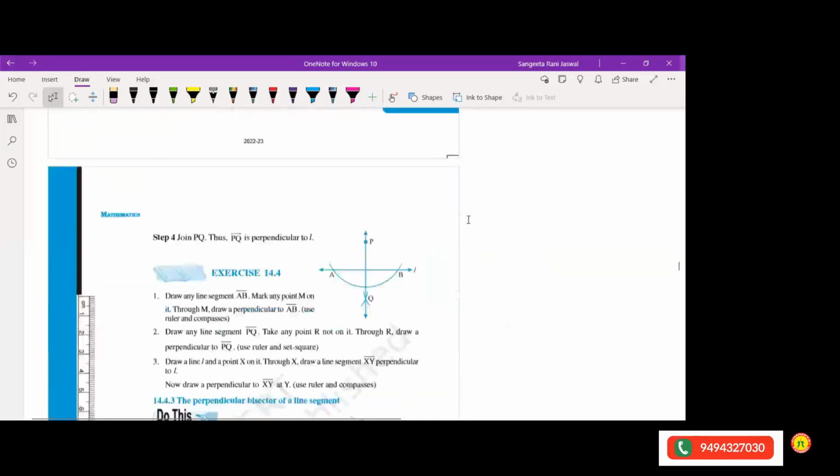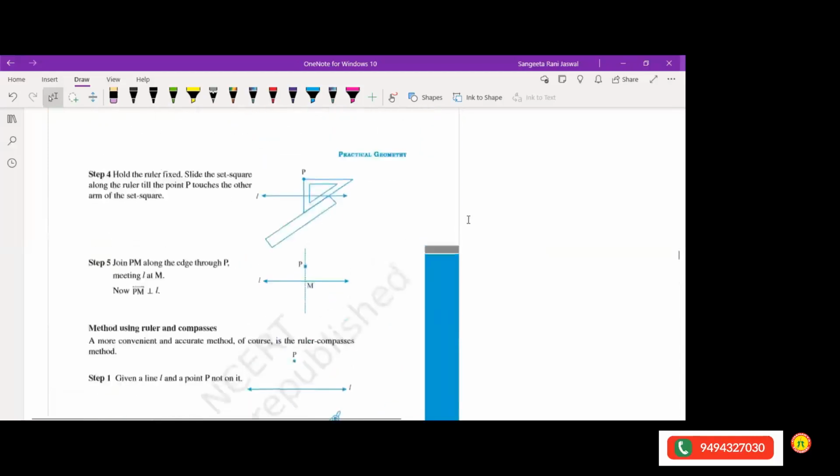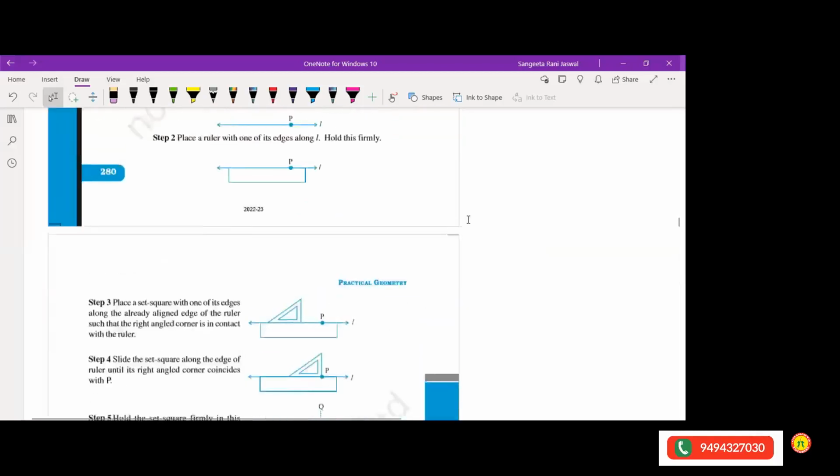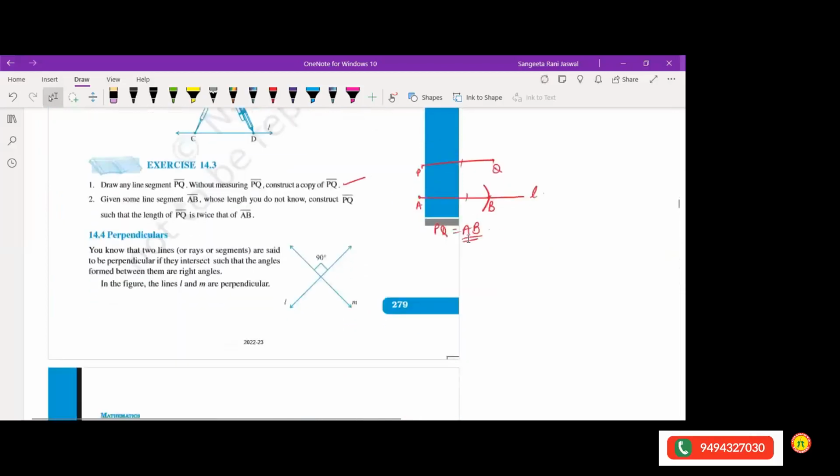I think where is the question gone? Where will it go? It's here. Okay, do this question number 2 yourself quickly. Very few minutes are left. Only 4 minutes are left for the class to get over.